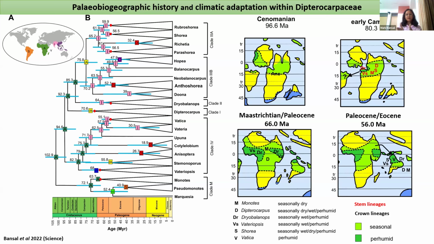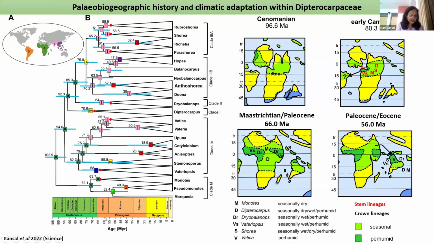Now we wanted to compare these reconstructed ancestral ages and areas with the paleoclimatic and geodynamic conditions in the past. So we constructed these paleoclimatic maps for the time intervals that were quite relevant in the Dipterocarpaceae evolutionary history. Here, this light green color represents the seasonal climatic setting, this dark green color represents the perhumid, extremely wet climate, and this yellow represents aridity.